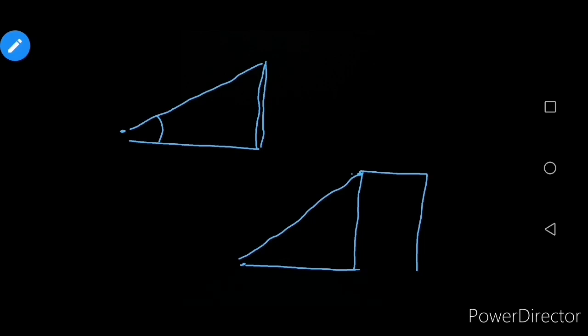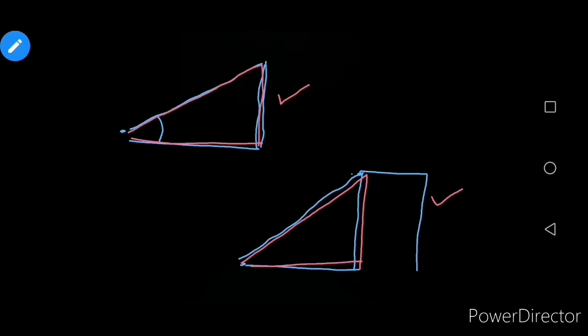If we look closely, we can see that all of these represent a triangle. We can make out a triangle from these figures. So trigonometry is basically the study of the relationship between angles and sides of a triangle. We can be more precise and say that all of these look like a right-angled triangle.